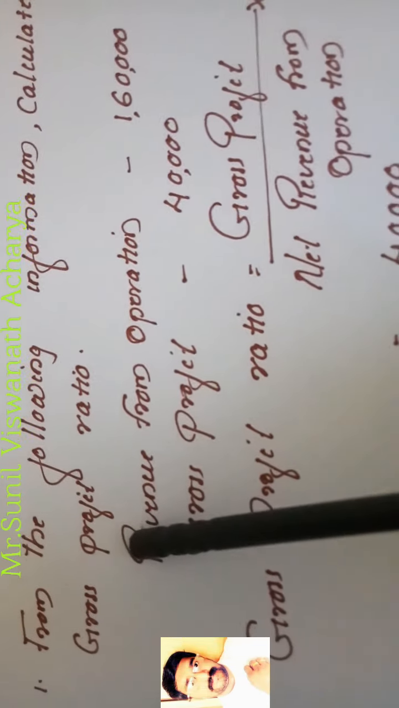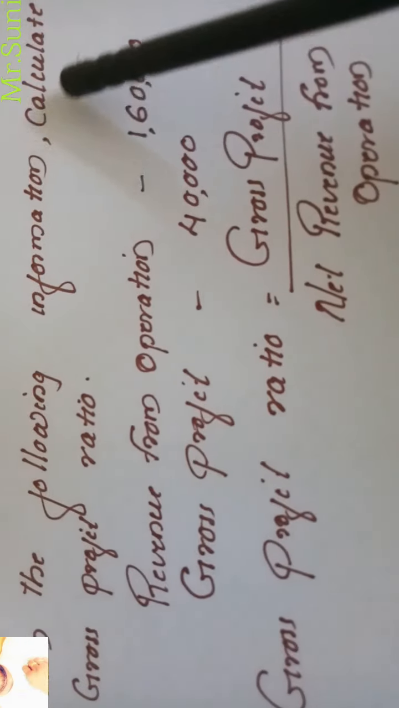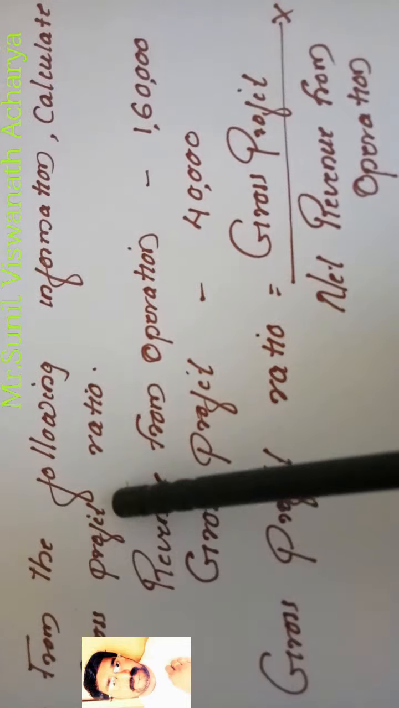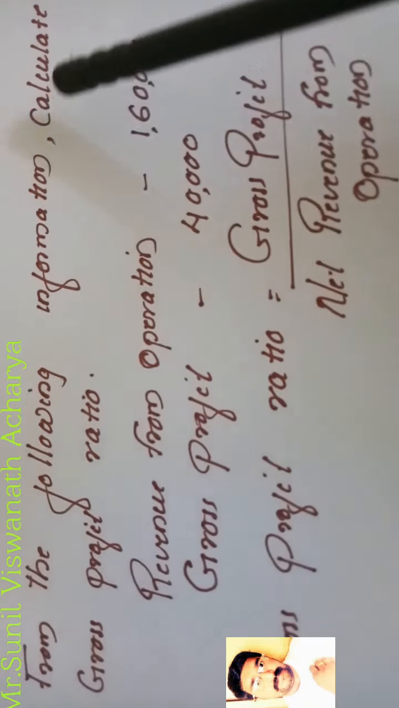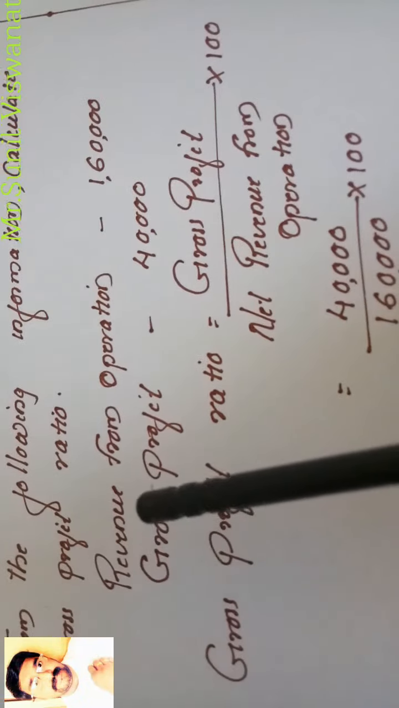So the first profitability ratio we can discuss today is the gross profit ratio. See, here one example is given. From the following information, calculate gross profit ratio. What do we have to calculate? Gross profit ratio. So what is the information given?